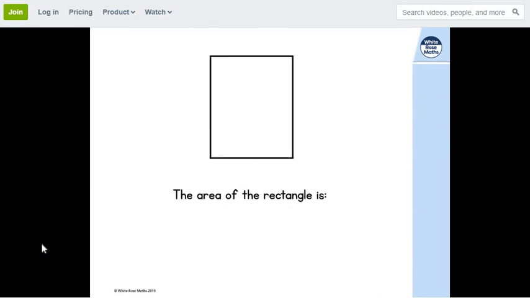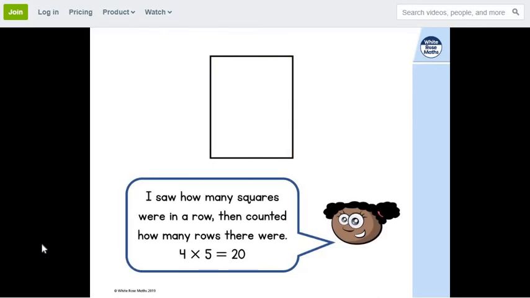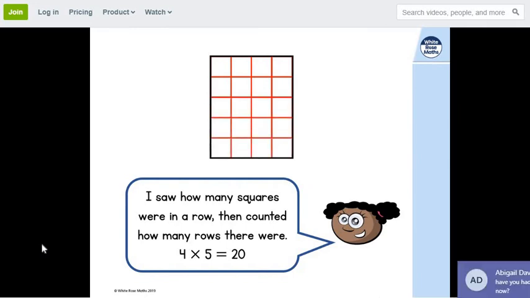Now, we know the area of a rectangle, and thinking about the formula, is filling it up with squares. So how many squares could fit inside this rectangle? Well, there would be 20 squares. Now then, Whitney says the way to measure that could be, well, I could see how many were in a row, and then think about, well, how many rows are there going to be? Well, 2 rows, 3 rows, 4 rows, and 5 rows. So she did 4 times 5 to work that one out.